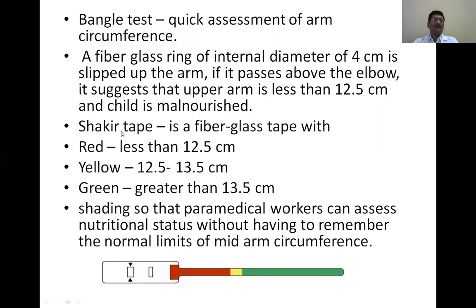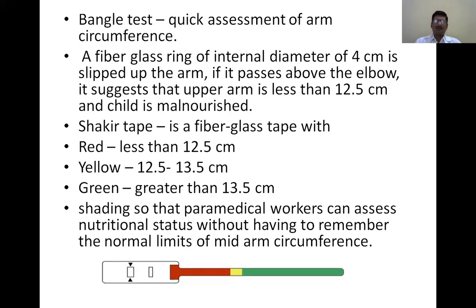The next is the Shakir tape. This is a fiberglass tape with three colors: red, yellow, and green. Suppose the circumference is measured. If it ends in red, the circumference is less than 12.5 centimeters, indicating severe malnourishment. If it is yellow, between 12.5 and 13.5, it is moderately malnourished, and if it is green, greater than 13.5, it is normal.